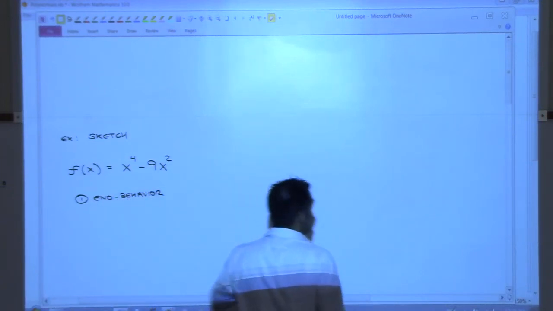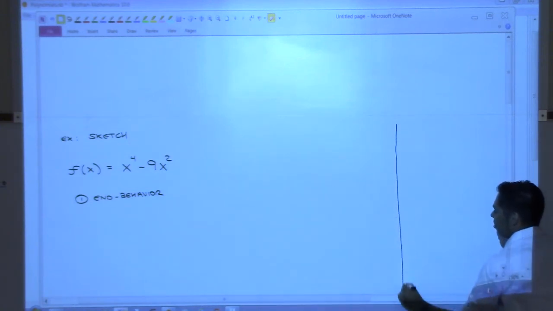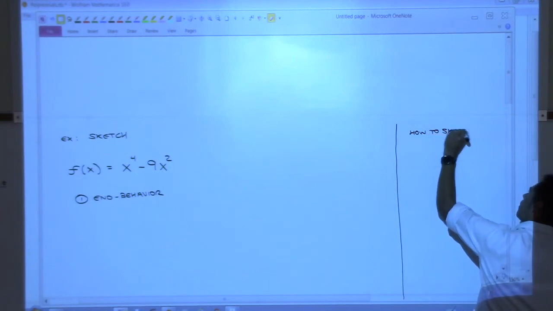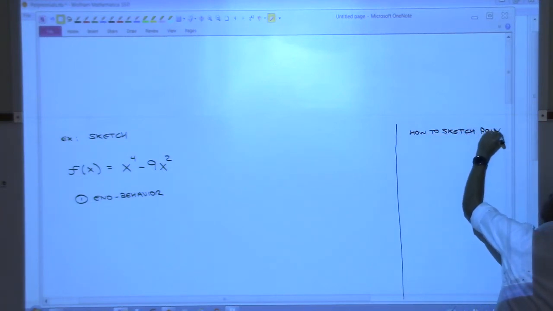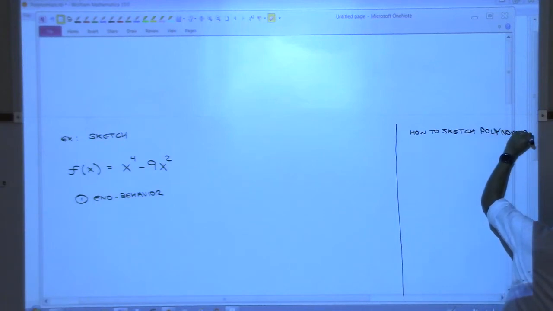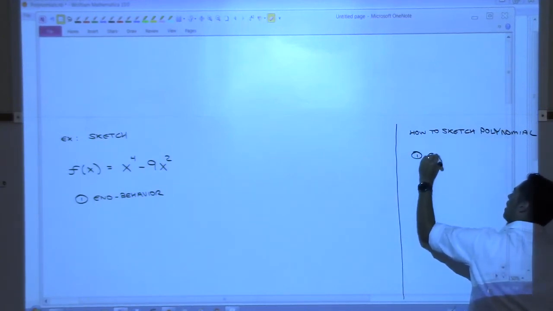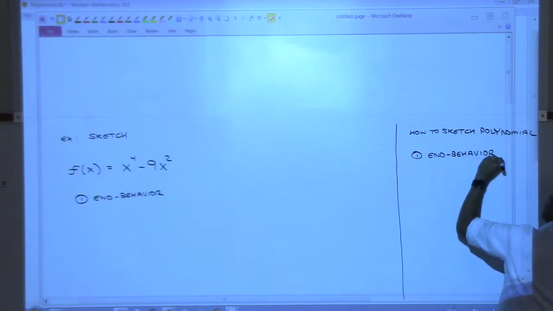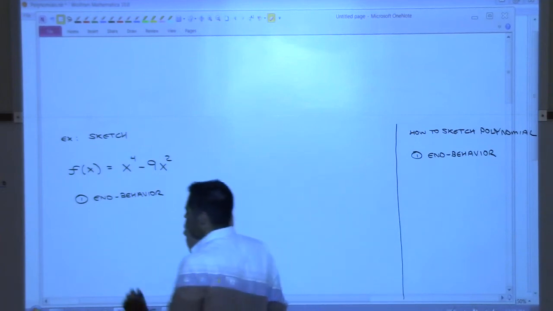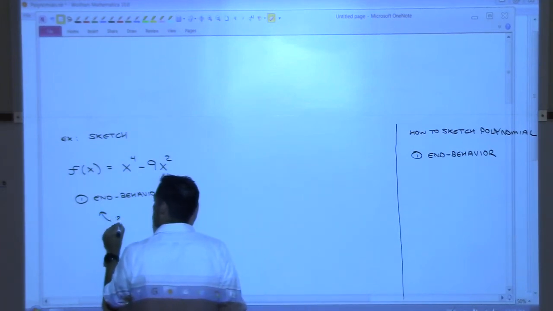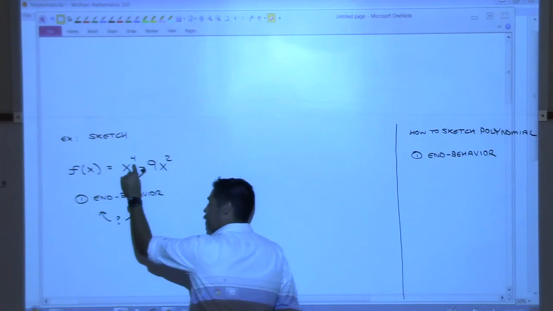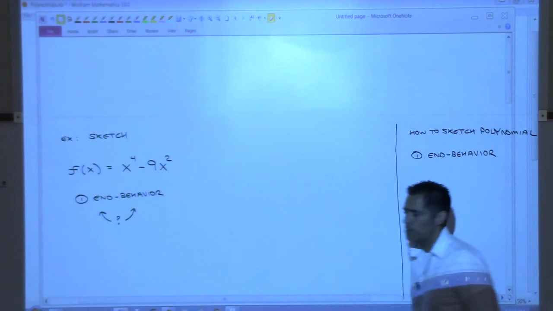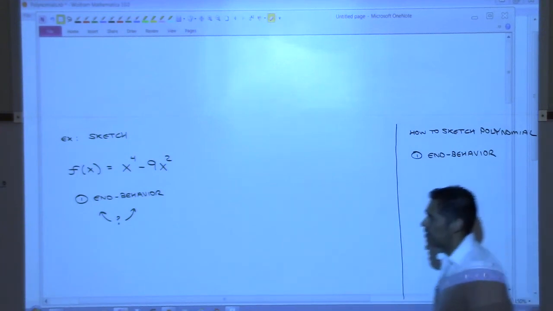All right? You know what? Let me put the steps over here to sketch. How to sketch a polynomial. Okay, the first step, end behavior. So the end behavior, what is it going to do? Up, up. Up on the left, up on the right. Degree is 4, that's even. Leading coefficient is 1, that's positive. Everyone's comfortable with that? Okay, second step.